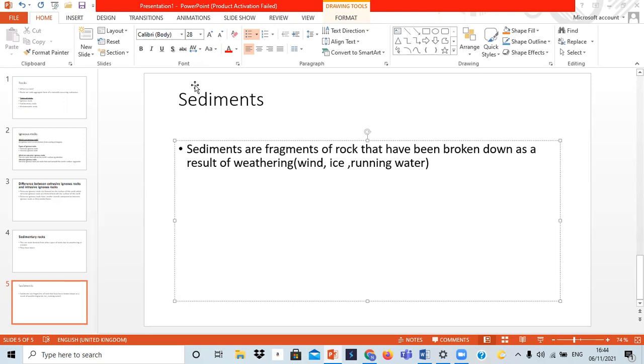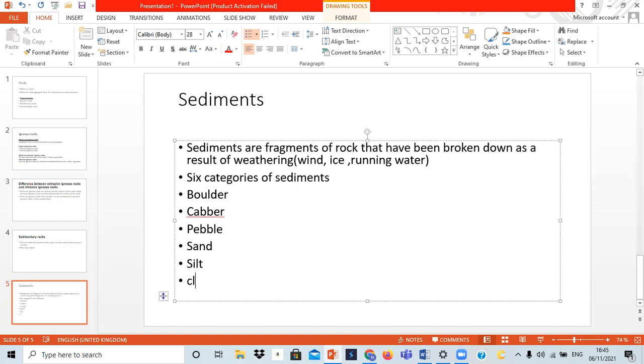Yes, thanks. You're welcome. So another thing was summarizing the 6 categories of sediments. They were according to sizes. The first was the boulder, the biggest. The next was the cobble. Then the pebble. There was sand. There was silt, and there was also clay.